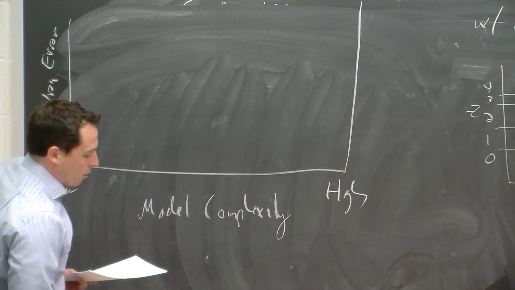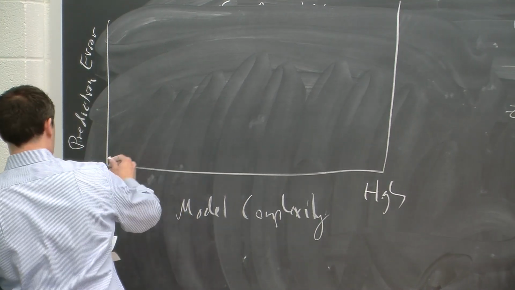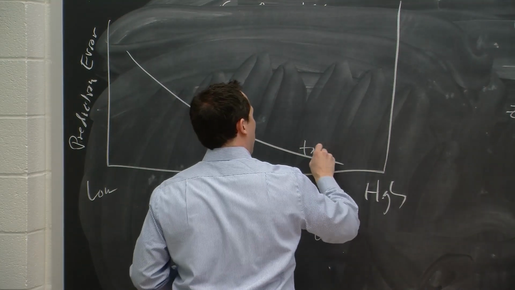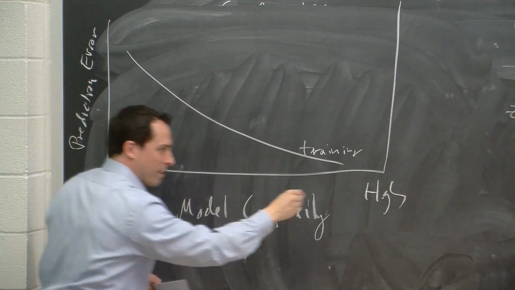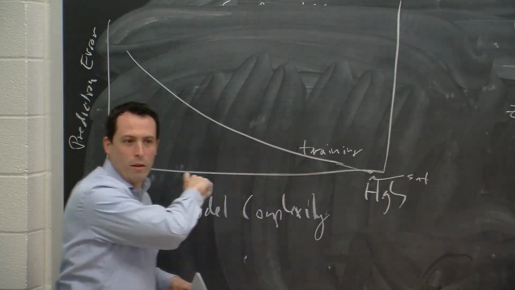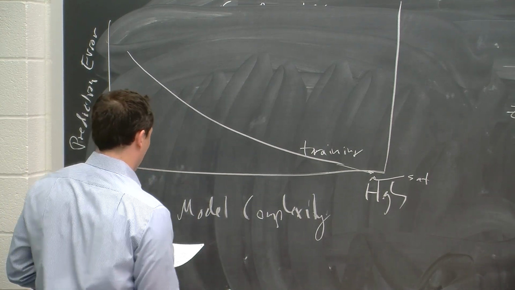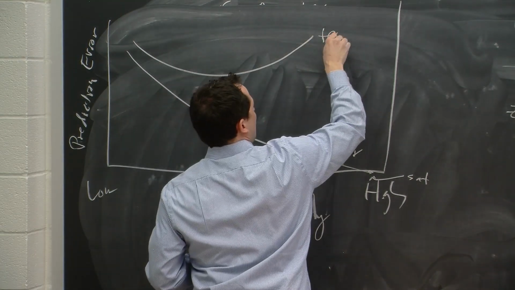And I draw two lines, one for the training sample, the data that I fit my model on. It's going to look like this. The more complexity I add, the lower the error is until I get to the saturated model, and it's 0. There's no error because it fits exactly. And if I have some data that's out of sample, like a test sample, the idea is that it should look more like this.